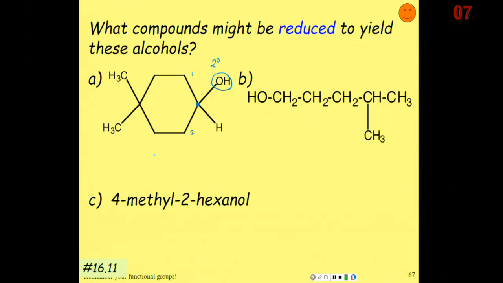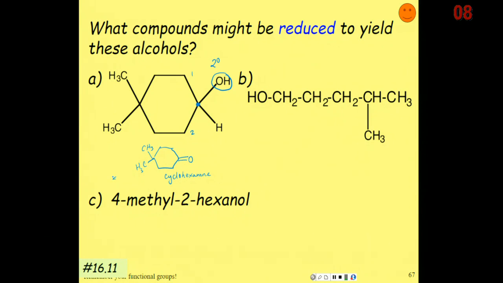And secondary alcohols are always produced from ketones. So we'll keep the rest of the compound the same. Put your 2 methyl groups here. Put the 2 methyl groups here. Whoops, I just said the same thing. And now what compound is going to be reduced? It's going to be a ketone. So that would be cyclohexanone, as it turns out. Cyclohexanone with a dimethyl on it.